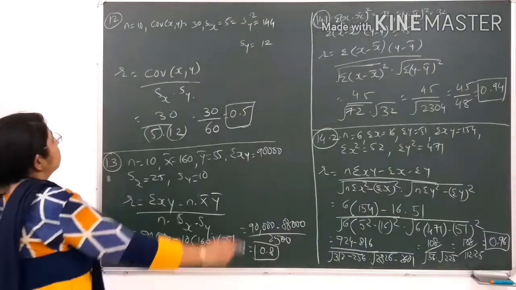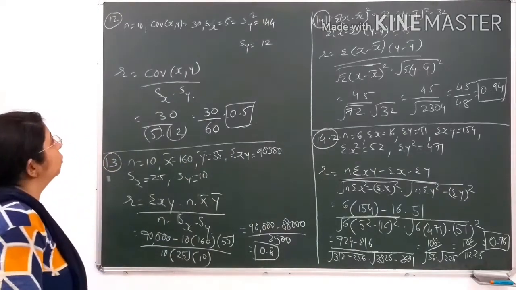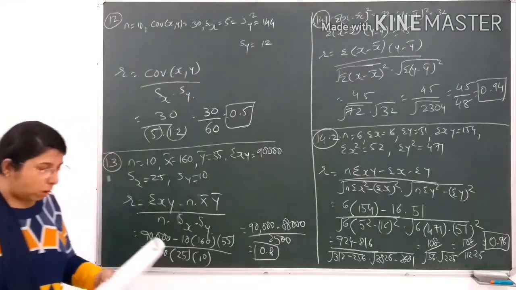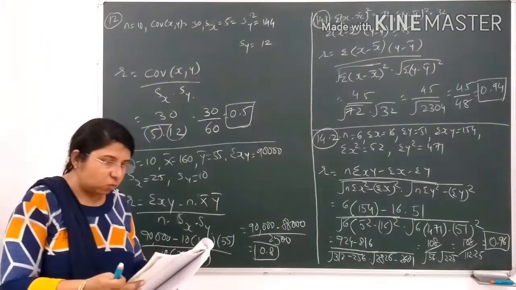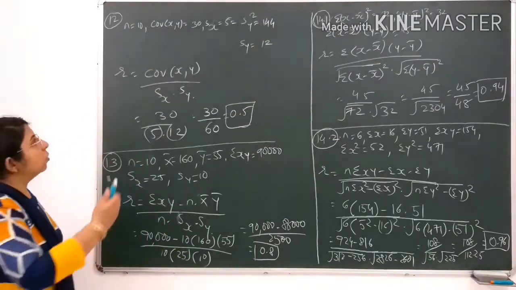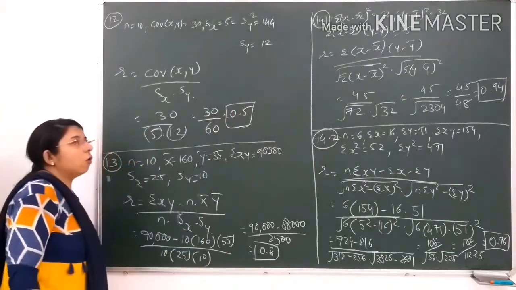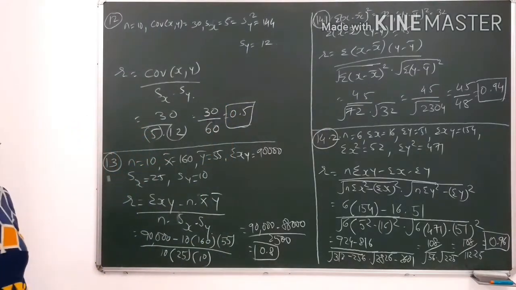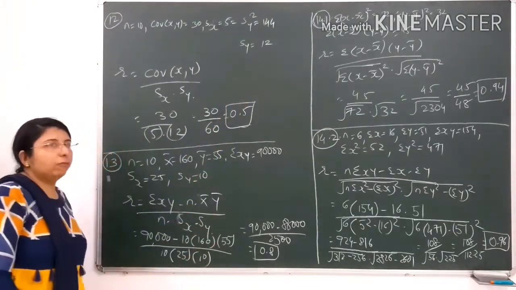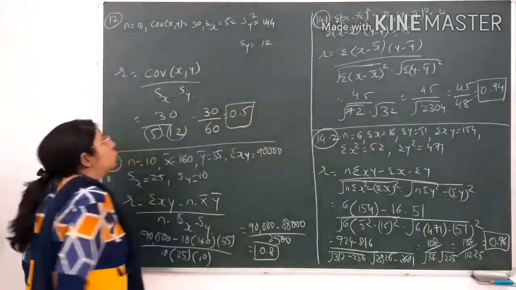Covariance of xy is given to you as 30, and Sx, which means standard deviation of x, is given to you, and for y, standard deviation of y square, it is given to you as variance. See, in the question you can see that variance of y is given to you as 144. If from variance you want to find the standard deviation of y, you have to find the root of the variance. By finding the root of variance, you will get the value of standard deviation. So root of 144 will come to 12. So the value of standard deviation of y will come to 12.